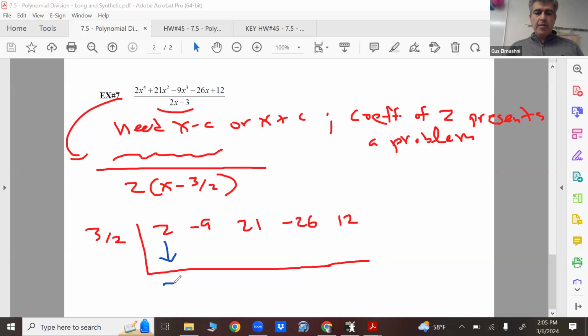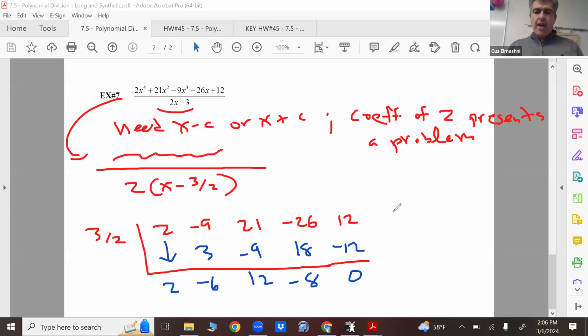So you bring the 2 down, multiply, add, multiply, add, multiply, add, multiply, add. Oh, 24. I think I did that right. No, I did it wrong. I made a mistake, guys. You see the mistake I made? What's negative 26 plus 18? Yeah, so negative 8. Okay, now I feel much better.